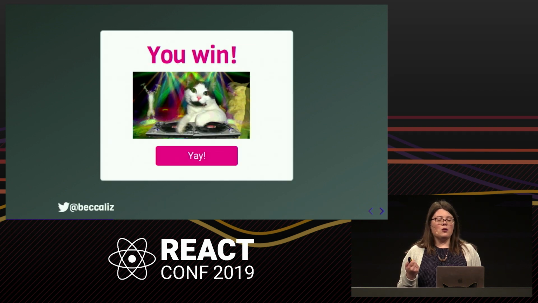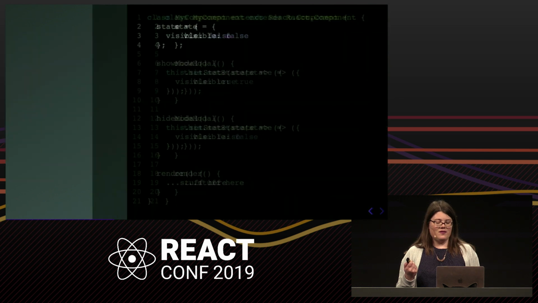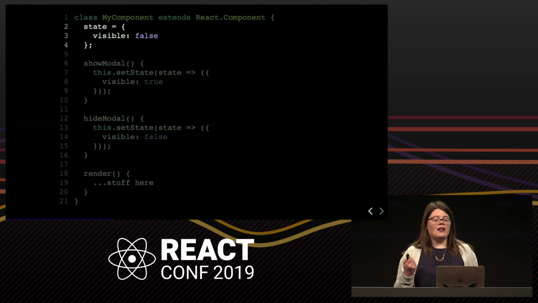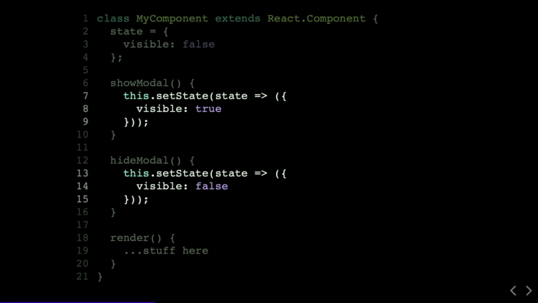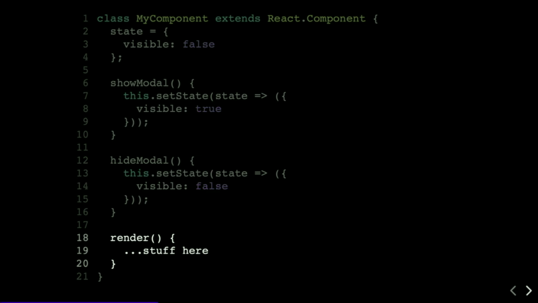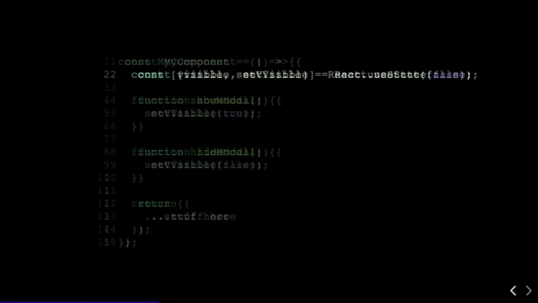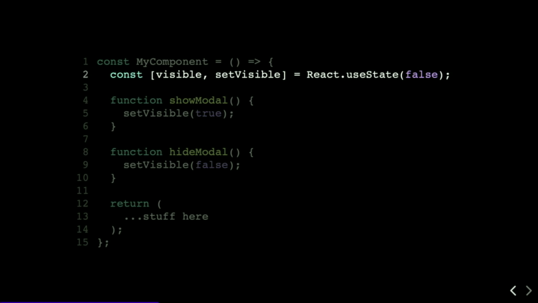So let's take this modal, for example. In a class component, I can initialize the state, update the state using setState and an updater function, and then render the component based on the current state. And likewise, in a functional component, I can use the useState hook to return the current value and an updater function. I can then use this updater function to update the states and render based on the current value.